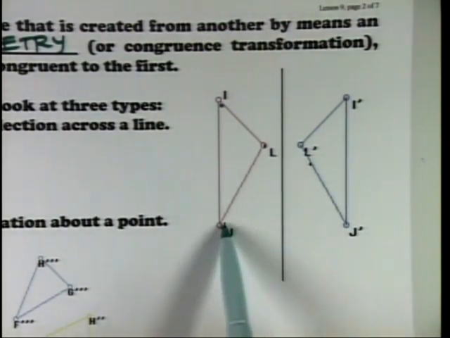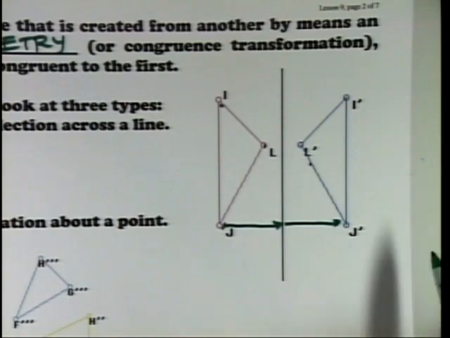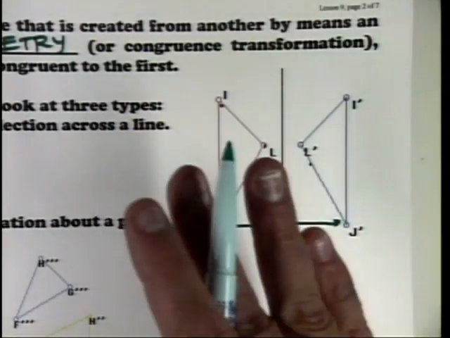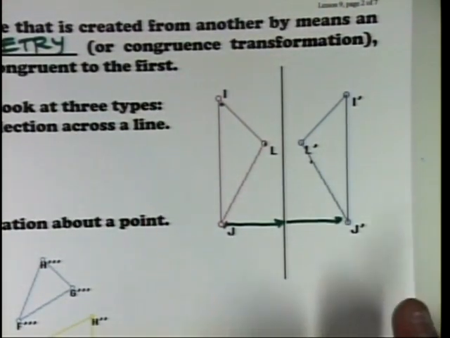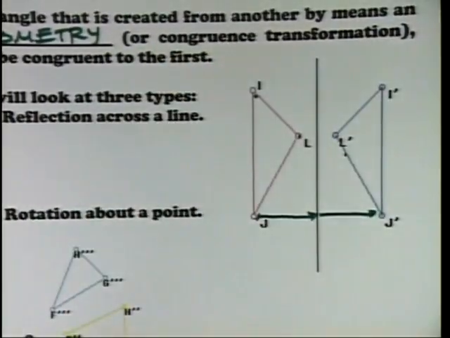The distance from J to our line and from the line to J prime is going to be the same distance. So basically, when we reflect across the line, we preserve the shape, we preserve the size. What we do is we basically invert it.